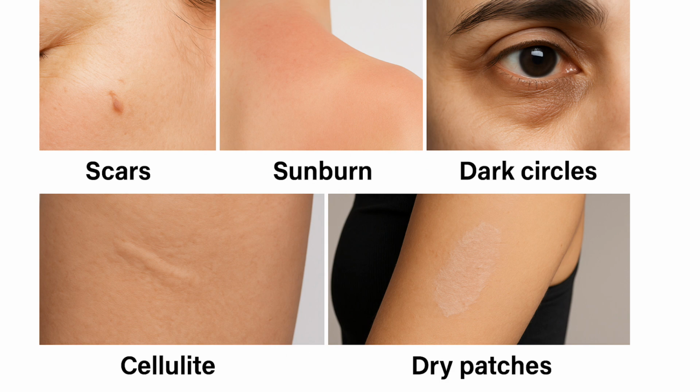Cellulite, lumpy, dimpled skin, usually on the thighs or hips. Example: exercise can help reduce the appearance of cellulite. Dry patches, areas of skin that are rough and flaky. Example: cold weather gives me dry patches on my cheeks.